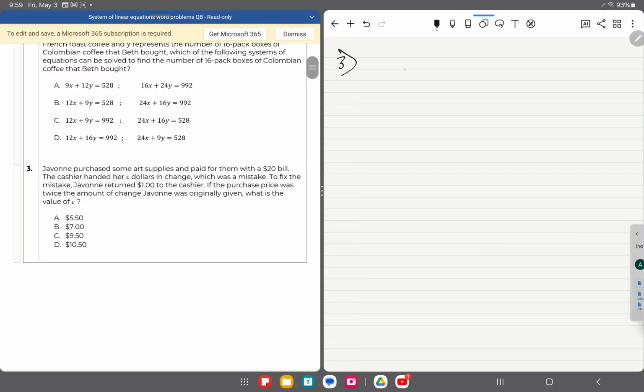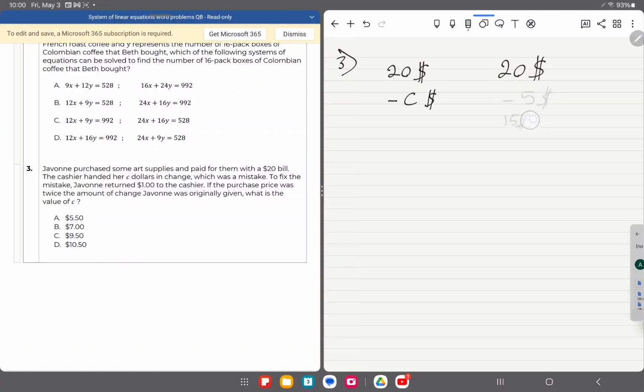Jovan purchased some art supplies and paid for them with a $20 bill. She paid the $20, then the cashier gave her change in C dollars. It's like going to a supermarket: you pay $20 for something that costs $5, and you get $15 in return.